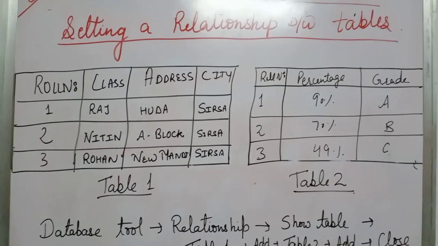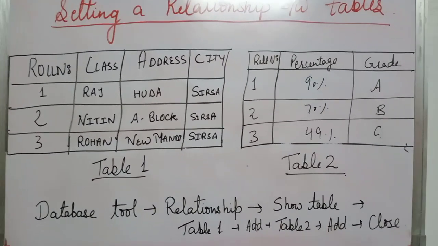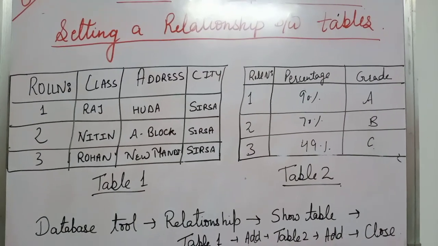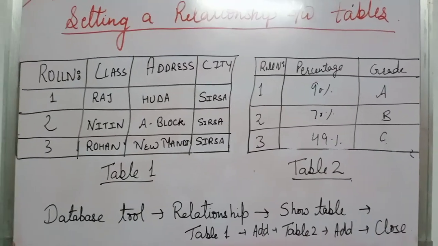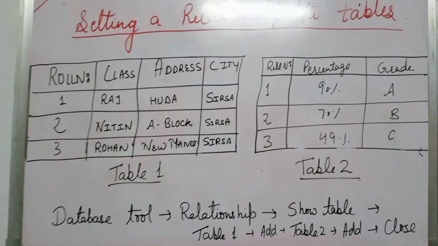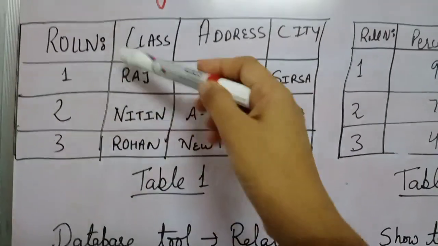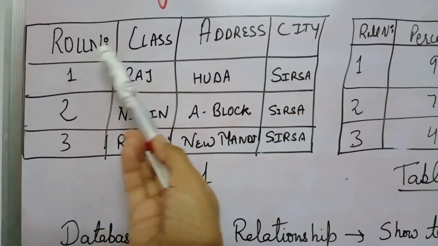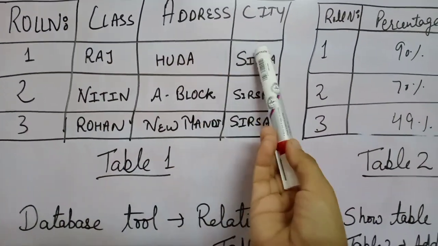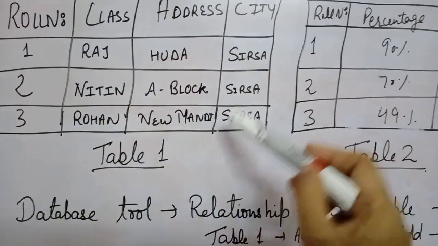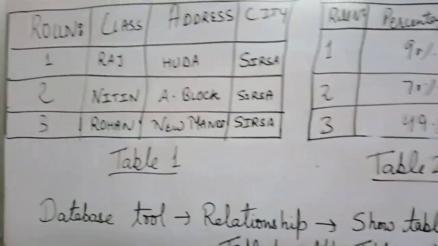I have told you that a database is a combination of tables, and tables are in the form of rows and columns. For example, we have taken two tables in a database, table 1 and table 2. In table 1 there are 4 fields: one is the roll number, next class, next address, next is city. This table is for the information of a child.